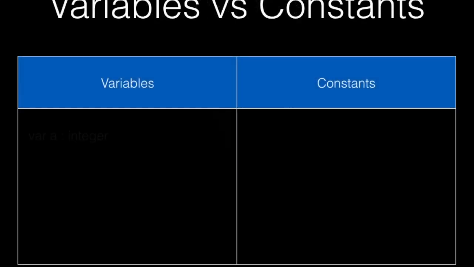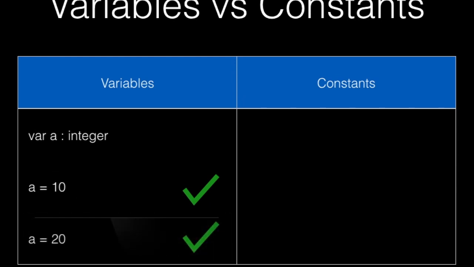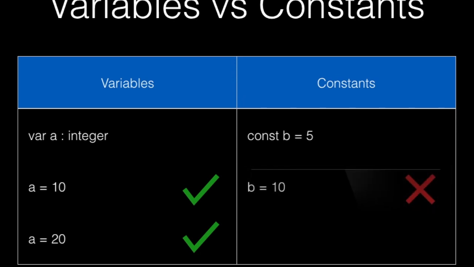For example, we have A as integer. We can give it a value, let's say 10, and we can change it later on to 20 or anything. But with constant, we must set its value from the very beginning. Like we have here is B, we set its value as 5. Then we can't change it later on to 10 or anything, because its value is permanent in the beginning.